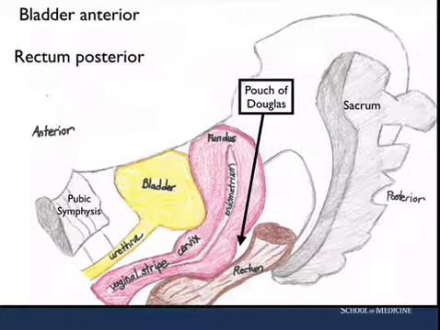Behind the uterus and anterior to the rectum, we find the potential space in the pouch of Douglas. This is sometimes filled with anechoic fluid in pathologic states. Finally, posterior to all of these structures, we will again find the bony sacrum.